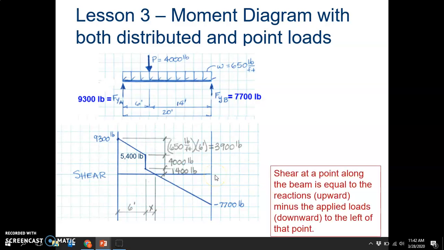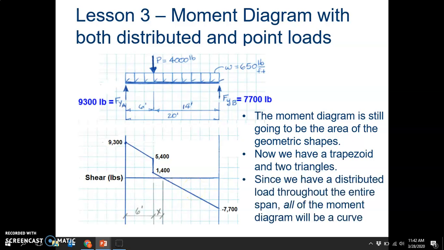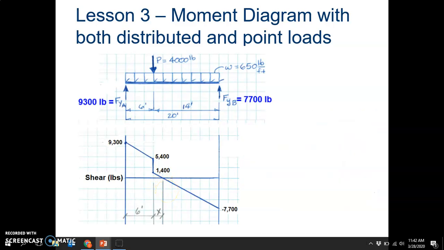So now I'm going to have to figure out the moment. And the moment is still going to be the area of the geometric shapes. So what geometric shapes do you see here? I see a trapezoid right here, a little tiny triangle, and then a bigger triangle. And since we have distributed load going through the entire span, the whole moment diagram will be a curved shape. So let's now figure out the areas.